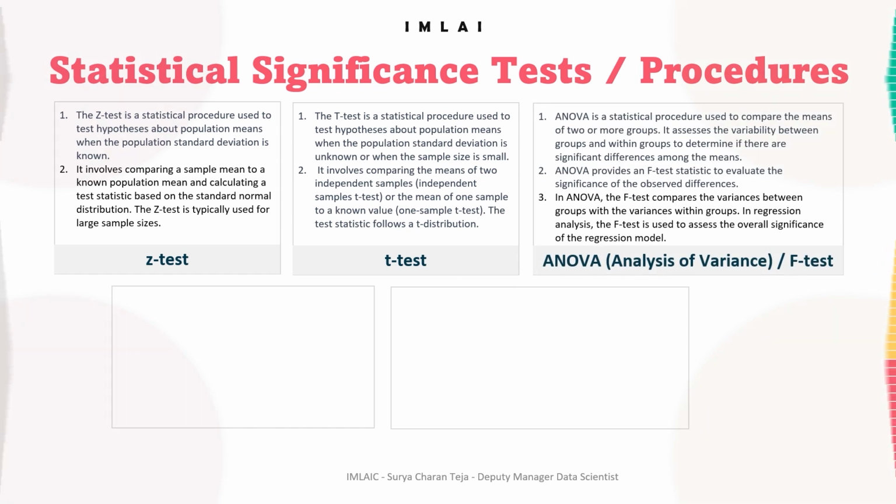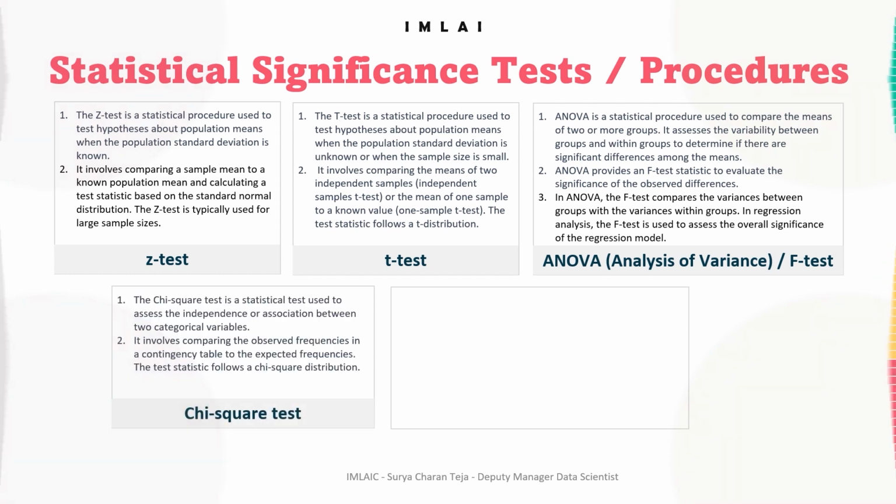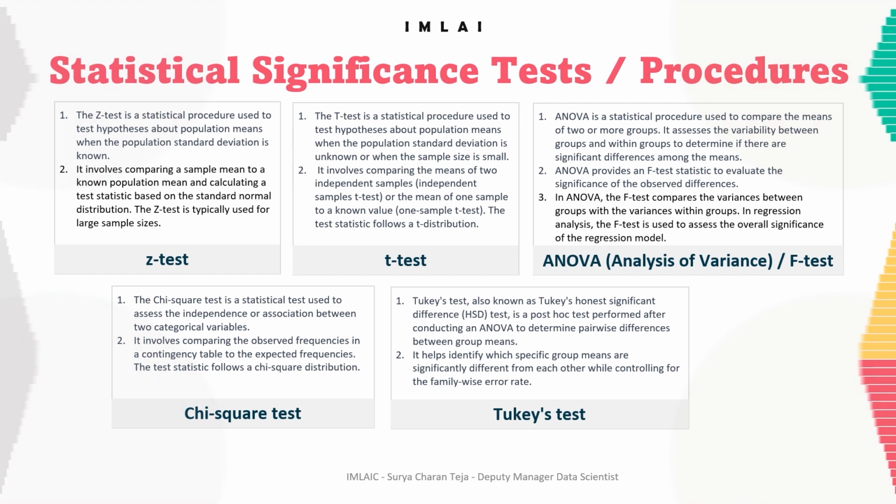And ANOVA, analysis of variance, or F test, is a statistical procedure used to compare the means of two or more groups. It assesses the variability between the groups and within groups to determine if there are significant differences among the means. We have the chi-square test, a statistical test used to assess the independence or association between two categorical variables. And the Tukey test, or Tukey's honest significant difference test, is a post hoc test performed after conducting an ANOVA to determine pairwise differences between group means.